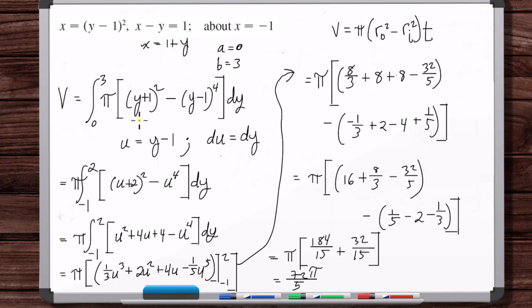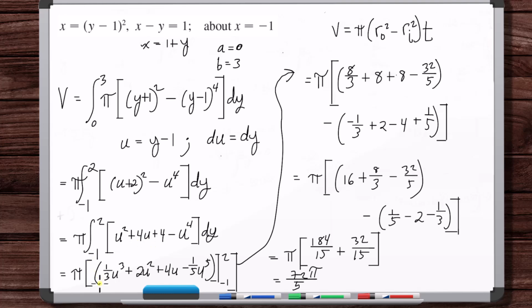So let's see. I'm pretty confident this integral is set up correct, so it's just an error in the calculation of the integral, the evaluation of it. So u is equal to y minus 1, du is equal to dy, and then you plug in y is equal to u plus 1. U plus 1 plus 1 is u plus 2 squared minus u to the 4th, okay? When y is equal to 0, u is equal to minus 1. When y is equal to 3, u is equal to 2. U squared plus 2u plus 2u is 4u plus 4 minus u to the fourth.